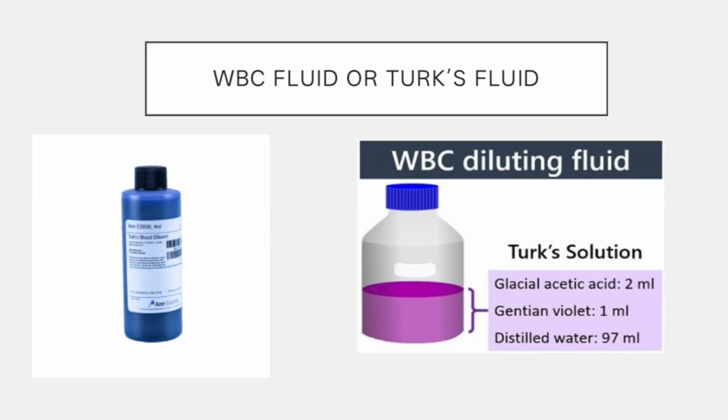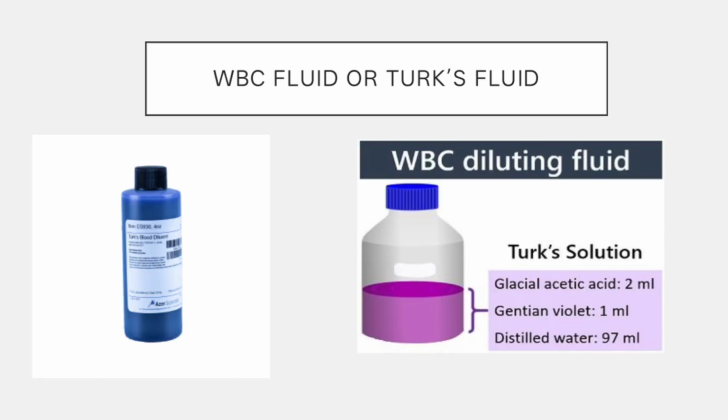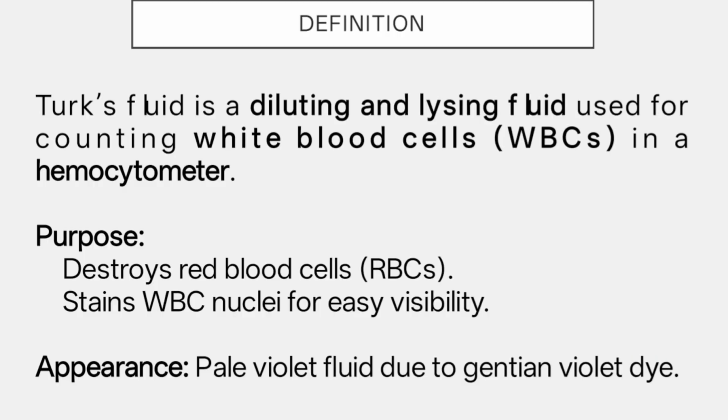Now the third and the last fluid is the WBC fluid, or Turk's fluid. It is our WBC diluting fluid, and its constituents, as you can see here, are glacial acetic acid 2 ml, gentian violet 1 ml and distilled water 97 ml, so total 100 ml of fluid. Turk's fluid is a diluting and lysing fluid used for counting the WBCs in the hemocytometer. What is the purpose? It destroys the RBCs and stains the WBC nuclei for easy visibility. What will be the appearance? Pale violet fluid due to gentian violet dye.